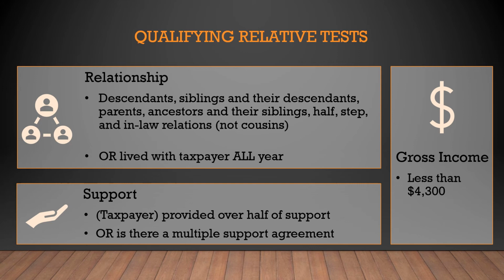And then finally, we have our support test. And remember, I said in the qualifying child tests, the support test for the qualifying child and the support test for the qualifying relative are just a little bit different. So for a qualifying relative, it is the taxpayer who must have provided over half of the support. Or if there's a multiple support agreement, there are a little bit different rules, which we'll cover here in just a minute.